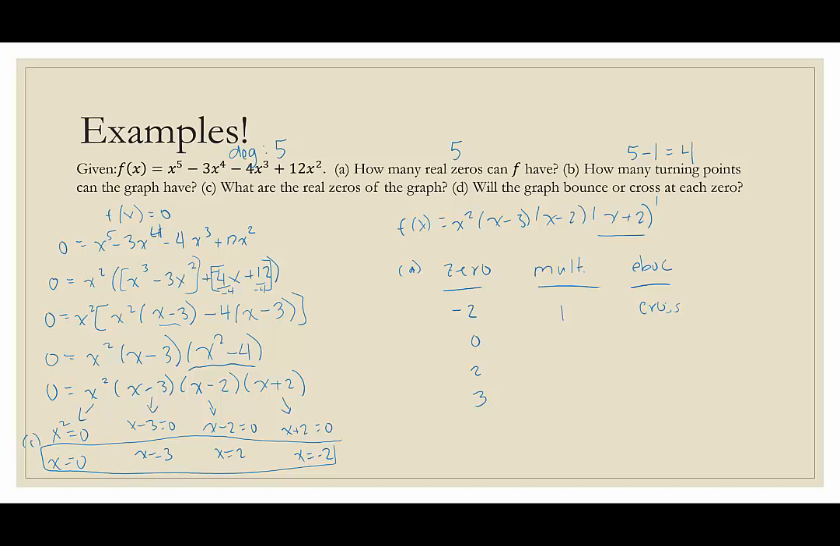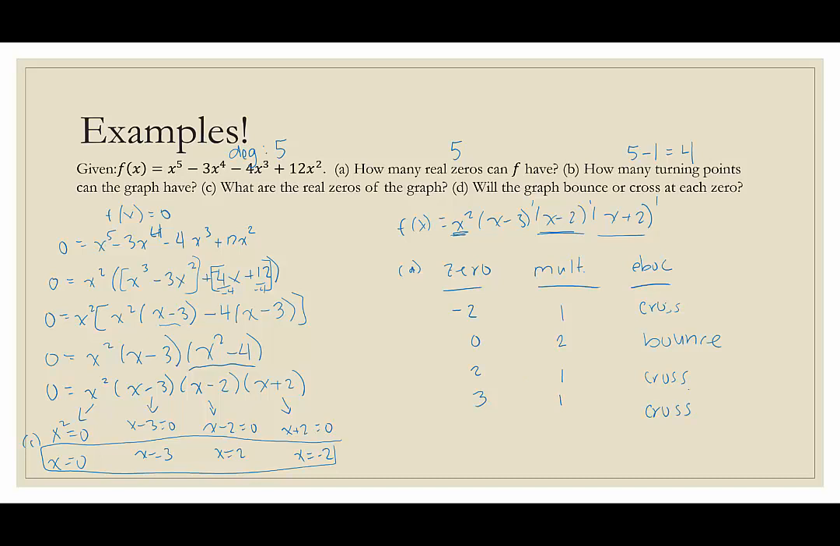The next 0 is 0 itself. That was this factor here. That factor has a multiplicity of 2. What do we need to know about 2? That it is even. Because it's even, that indicates that the graph will bounce at that 0 of 0. Next, we have the 0 of 2. That was this factor here. What's the exponent of this factor here? That was an exponent of 1. Because 1 is odd, the graph will cross the x-axis at 2. And lastly, we have 3. 3 has a multiplicity also of 1. That indicates to us that the graph will cross the x-axis at 3.